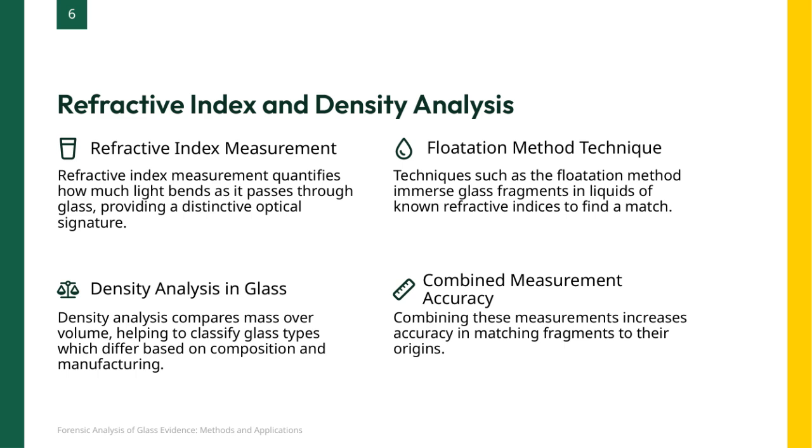Since different types of glass have varying compositions and manufacturing processes, their densities can differ, which gives us another way to classify them. The real power comes when we combine refractive index and density measurements. Together, they significantly improve our ability to accurately match glass fragments back to their sources.